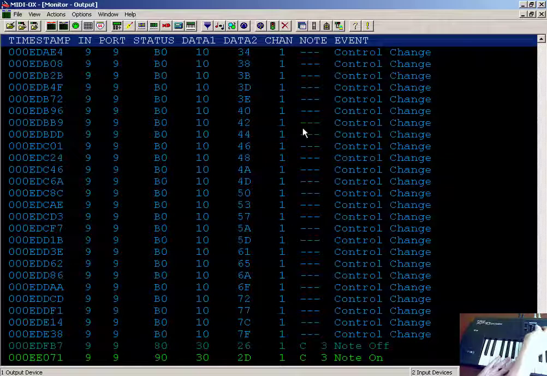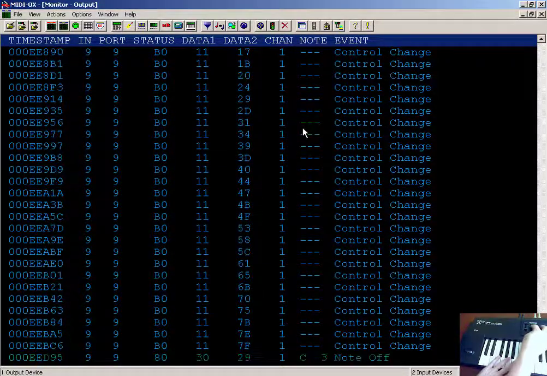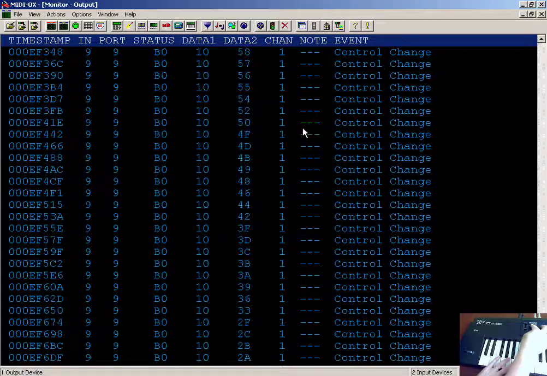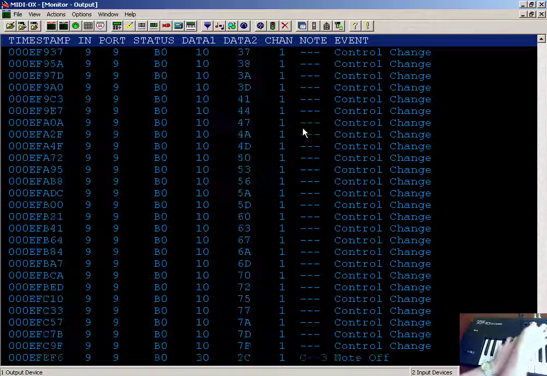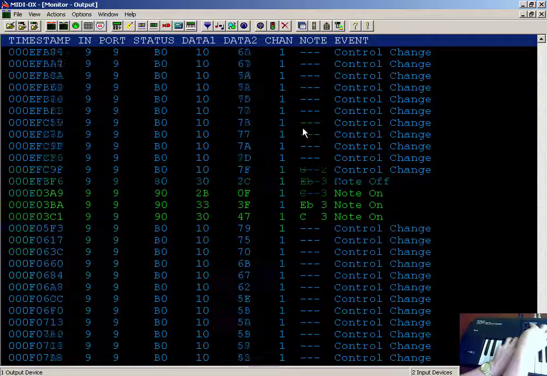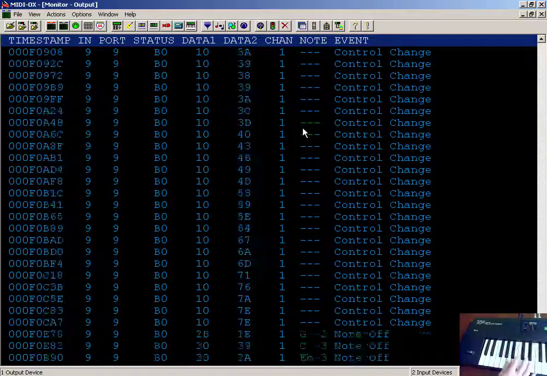I have two sliders that I'm manipulating, so you can see the difference in data 1 as being either 10 or 11 hex. What I'm illustrating here is one particular response to those slider changes.